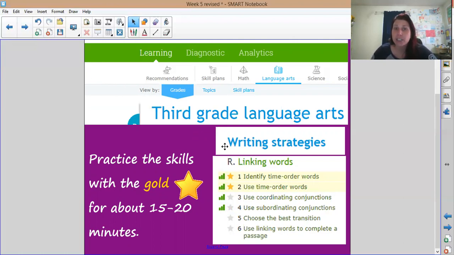It would be under writing strategies. I know it should be under reading, but they put them under writing. It says identify time order words and use time order words. Time order words means sequence, okay? So you're going to find them under the writing strategies part under language arts.